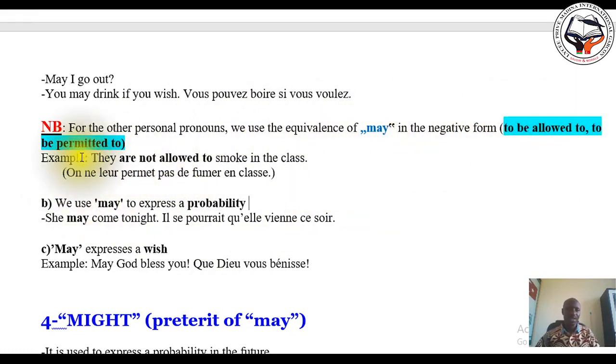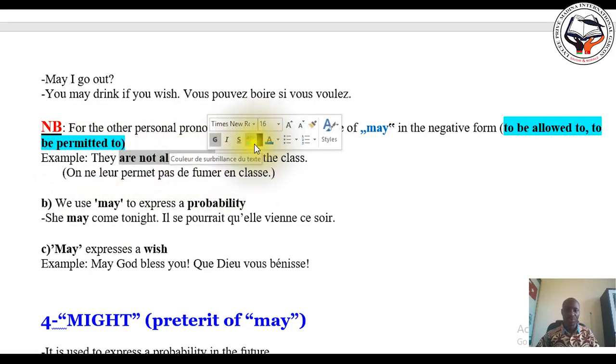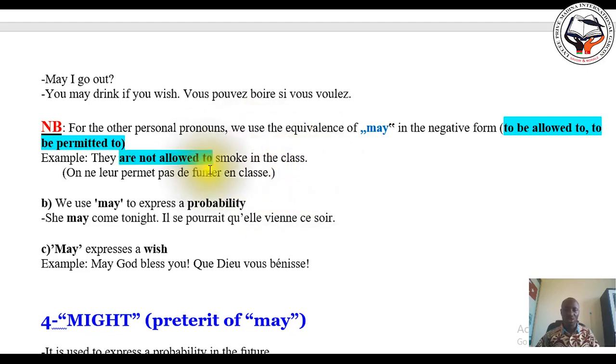Example: they are not allowed to smoke in the class. On ne leur permet pas de fumer en classe.